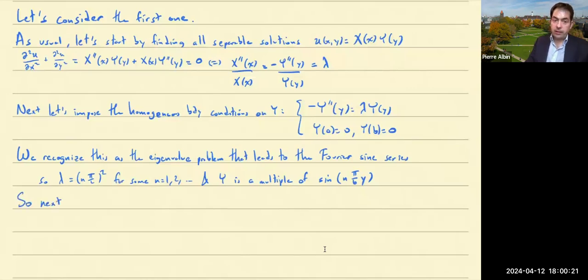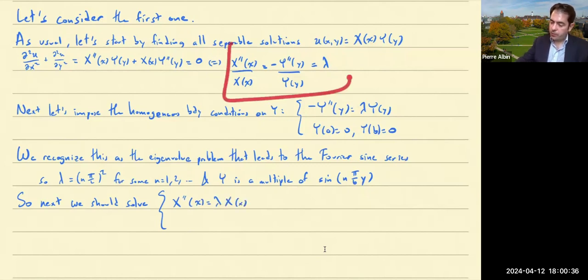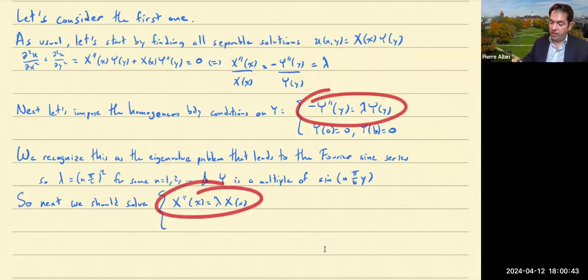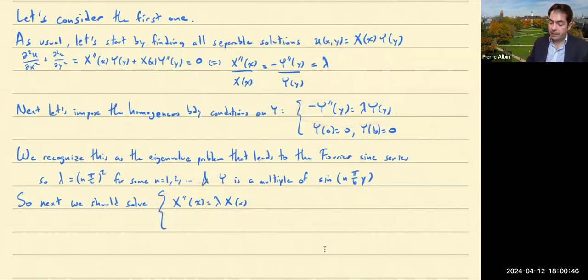So next we should solve the x. From up here, we see that X double prime is equal to lambda times X. Notice that the Y had a minus sign, but the X does not. So that's going to be different. And we're only going to impose the homogeneous boundary condition. So X of 0 is equal to 0. For now, we only impose the homogeneous boundary condition. We save the other one for later.